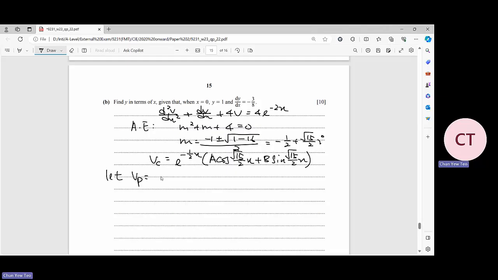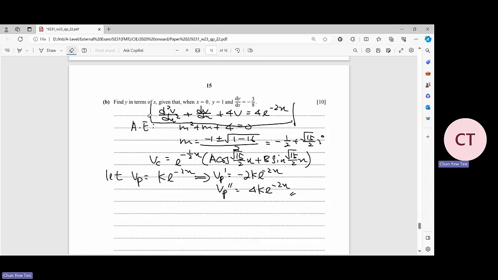This is the exponential function. It will be, I call it, k e^(-2x). Then from here, I get my vp prime, -2k e^(-2x). And then vp double prime, you will get 4k e^(-2x). Okay, so from here, you're going to replace them inside these equations.